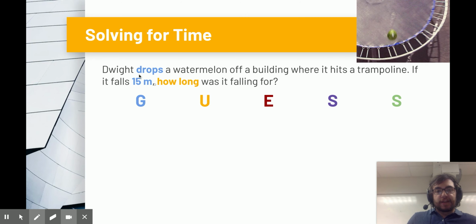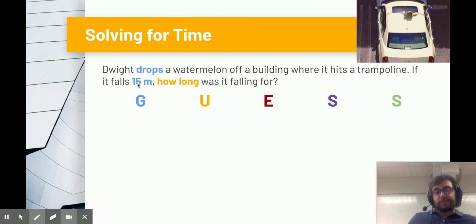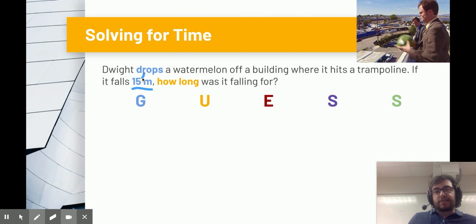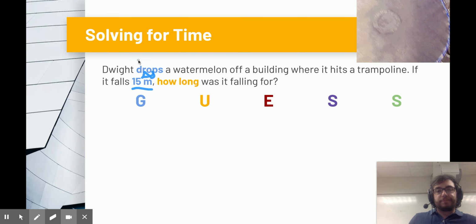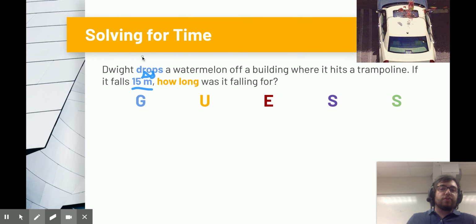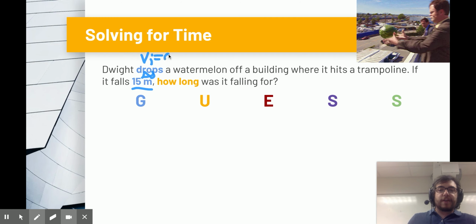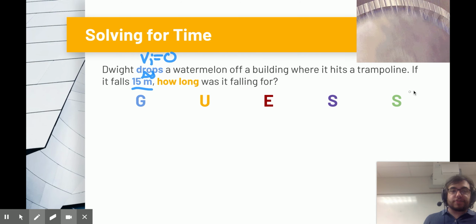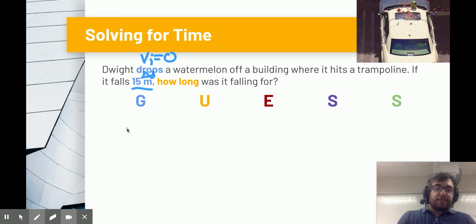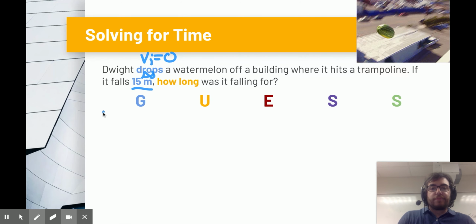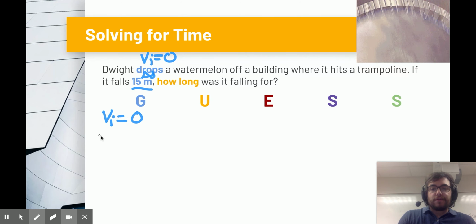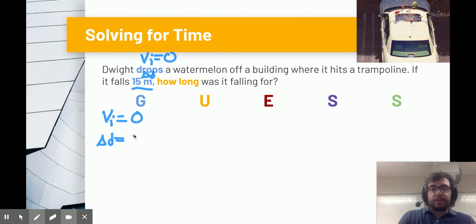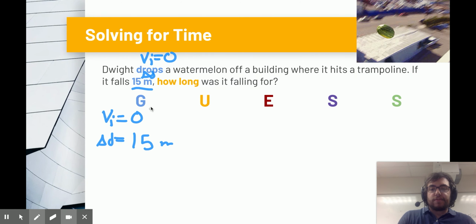The biggest takeaway here is you see this 15 meters before. You know that's distance, so it must be asking for time. Anywho, Dwight drops. That tells us Vi is equal to 0. A watermelon off a building where it hits a trampoline. If it falls 15 meters, how long was it falling for? So Vi is equal to 0. Delta D is equal to 15 meters.